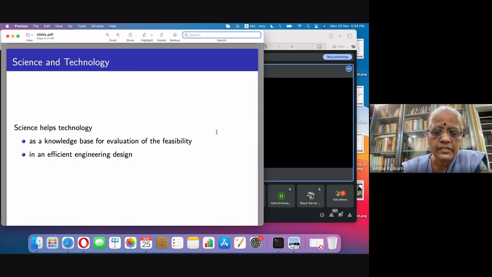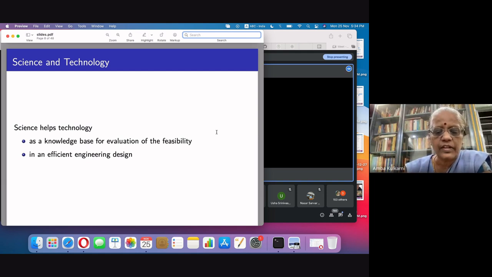Also, it helps us in efficient engineering design, how the flow of various modules should be, in which order they should be joined together, or what should be the path for going from one step to another.